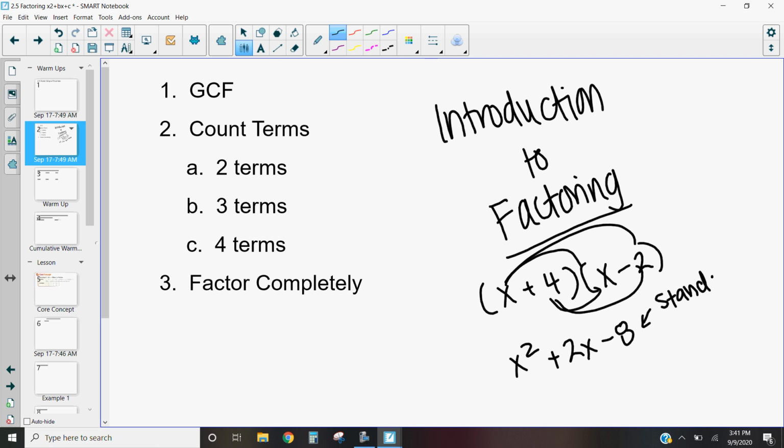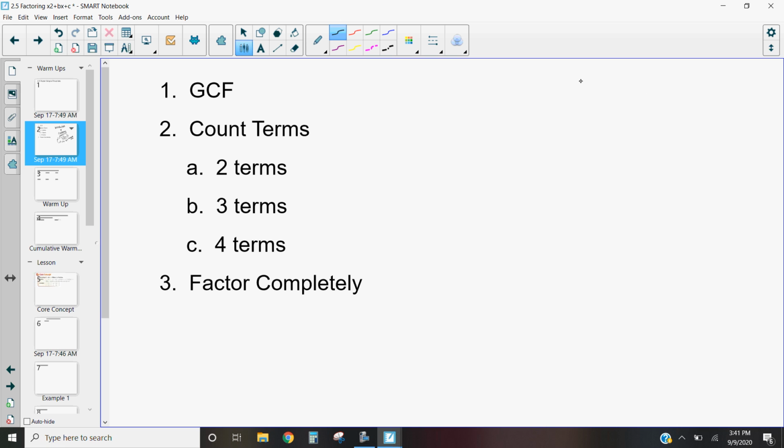Now, when we want to factor something, instead of multiplying down to this, we want to go the other way. It's the opposite. So I want to go back up here. The way that we do that, we have a couple of general steps that we're going to talk about here when we're factoring.